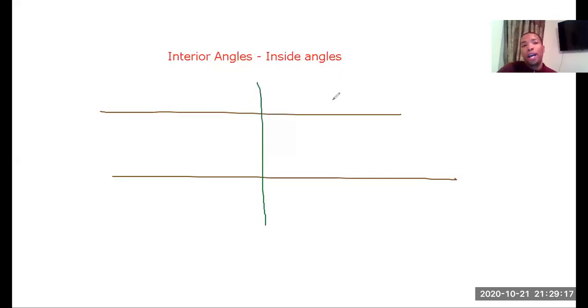So now let's look at interior angles, which refer to the angles that are on the inside. So that one right there, it's inside. That one is an interior angle, this right here, and that one right there. So we have four interior angles with this transversal that was created with these two parallel lines. So our interior angles talk about the ones that are on the inside, okay?